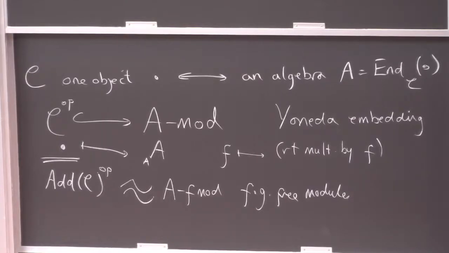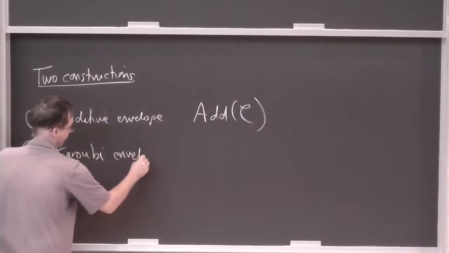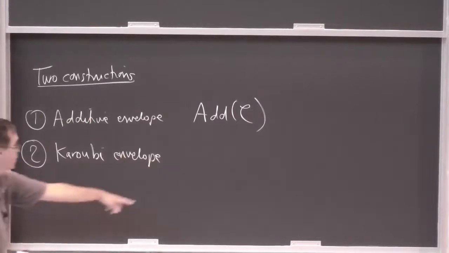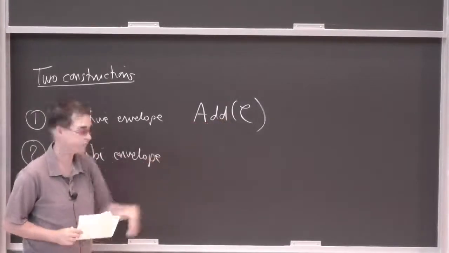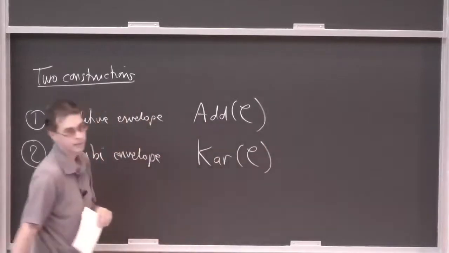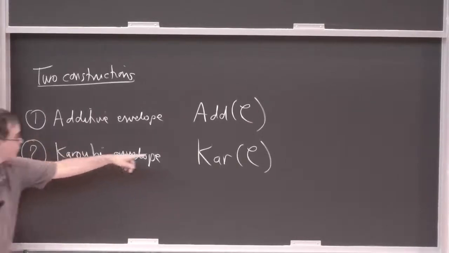And the second general construction that I'll use a lot is the Karoubi envelope. When I'm writing papers, I call this the additive Karoubi envelope, because I mean the Karoubi envelope of this additive category. But I'm just going to simply write Kar for Karoubi. So it's going to be additive, and Karoubian just means idempotent complete. Every idempotent splits.